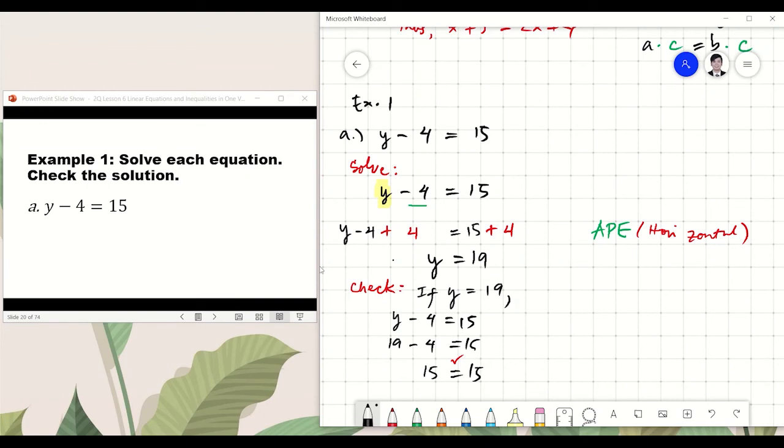So therefore, isusulat natin siya in a solution set in raster notation, SS, colon, then braces. Then we put inside the solution. Okay. Now, hindi 15 yung ilalagay natin dito. Ang ilalagay natin dito, kung ano yung pinalit natin sa ating y, which is 19. So, 19 yung ipapasok natin dito. And that's our final answer.